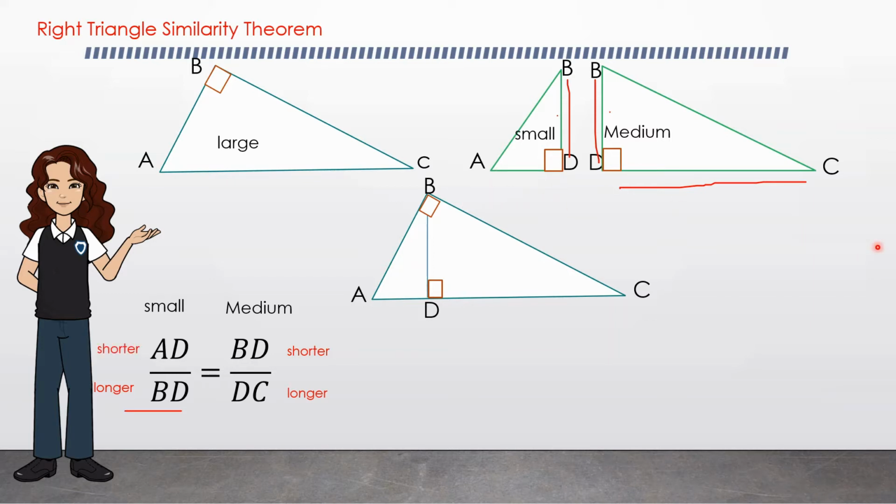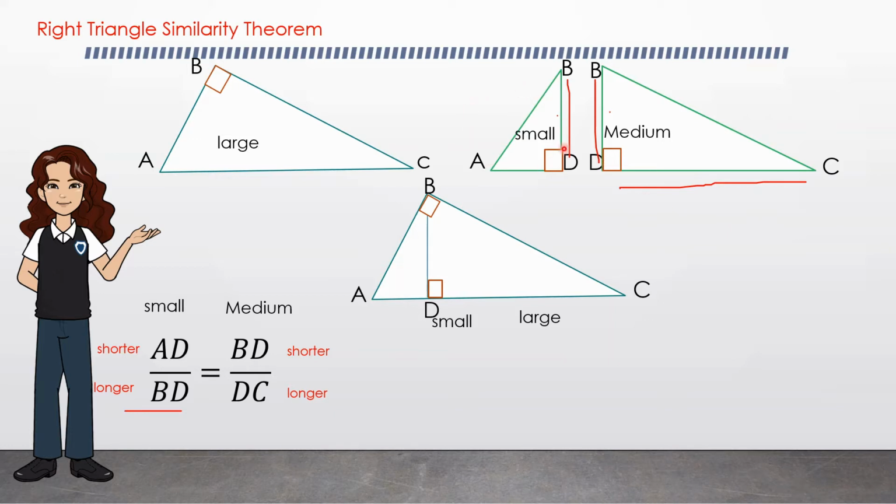Okay, so let's see now. Small and medium. So, this is shorter over longer is equal to shorter over longer. So, proportional. Shorter, shorter, and this is longer and longer. So, we have AD over BD is equal to BD over DC. So, this BD, segment BD is the same length of the two triangles. So, they are similar.